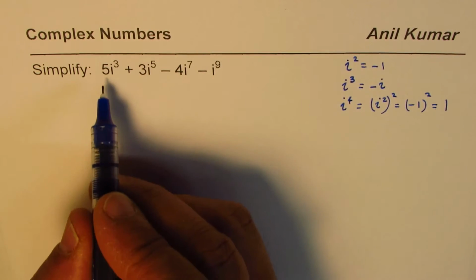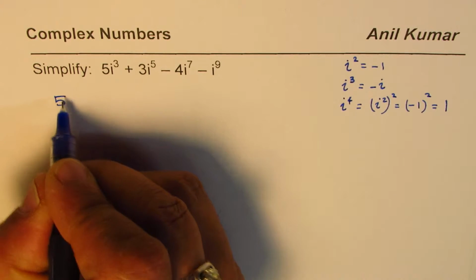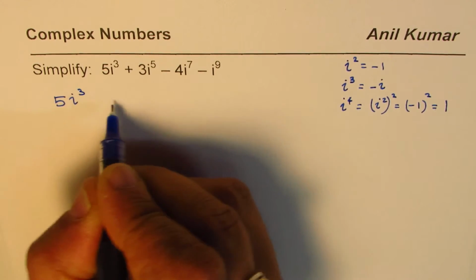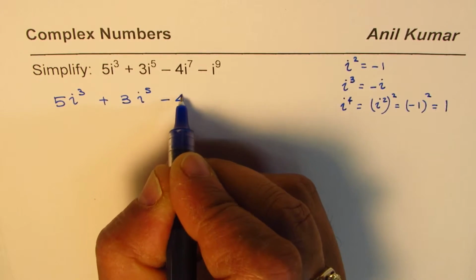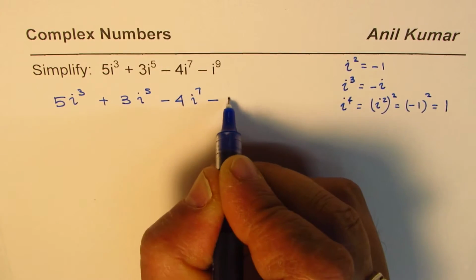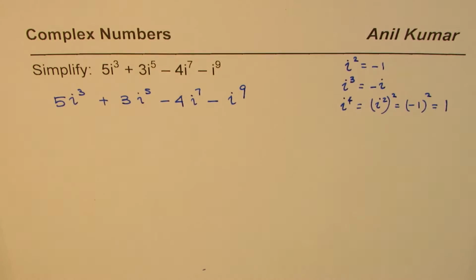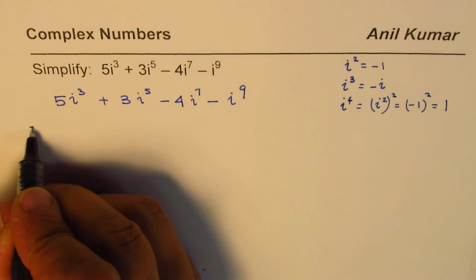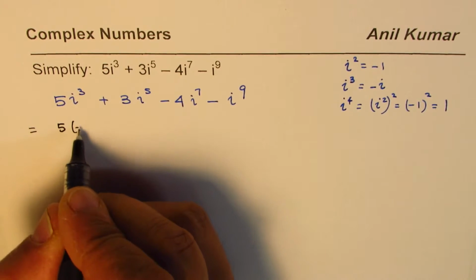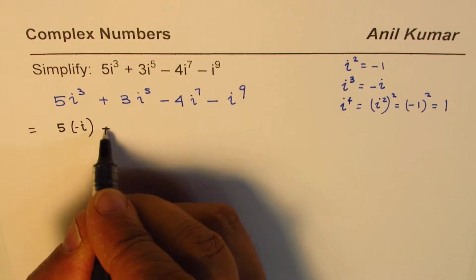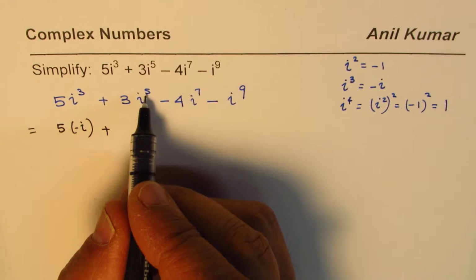But anyway, let's begin. What we are given here is 5i cubed plus 3i to the power of 5 minus 4i to the power of 7 minus i to the power of 9, right? Now let us see how to solve them. i cubed is minus i, so I'll write this as 5 times minus i plus i to the power of 5.